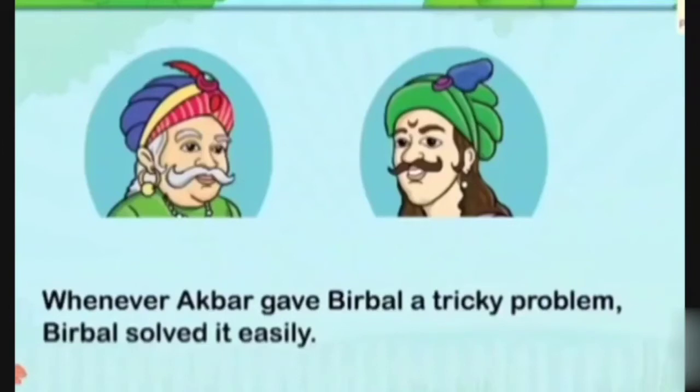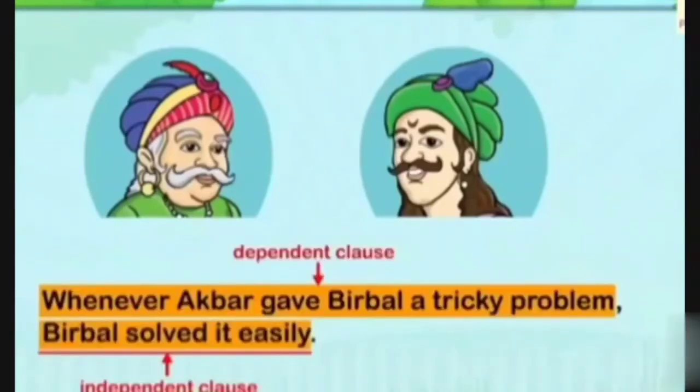In this sentence, we are going to categorize dependent clause and independent clause. So let's see that. So children, have you seen here? Whenever Akbar gave Birbal a tricky problem, it is dependent clause. So it can be an example for dependent clause because it has to depend upon the independent clause, that is Birbal solved it easily. So Birbal solved it easily, it is having a complete meaning, whereas whenever Akbar gave Birbal a tricky problem, it is a dependent clause.